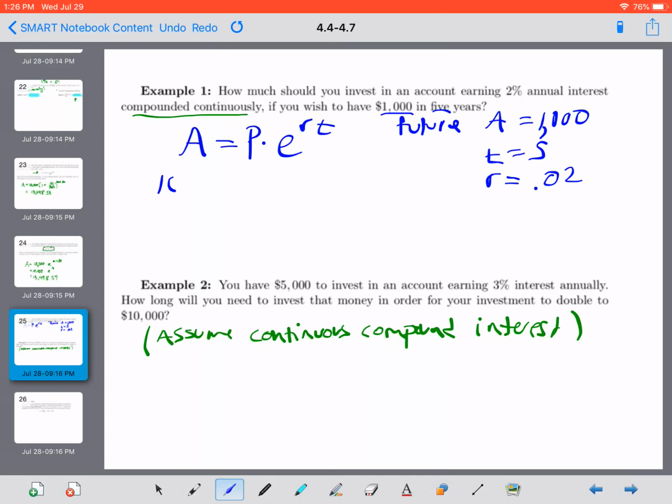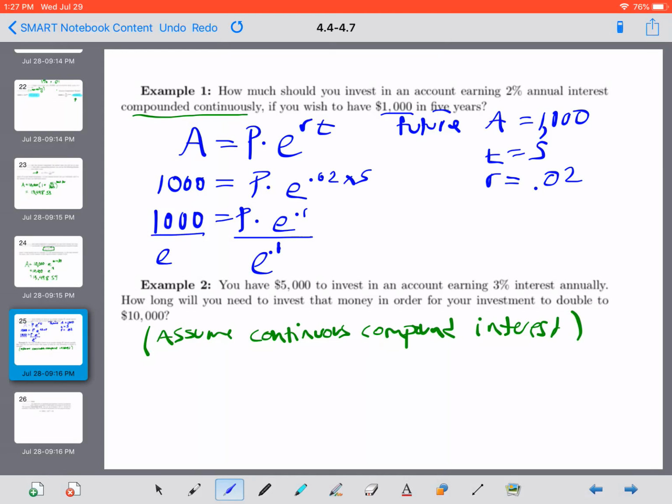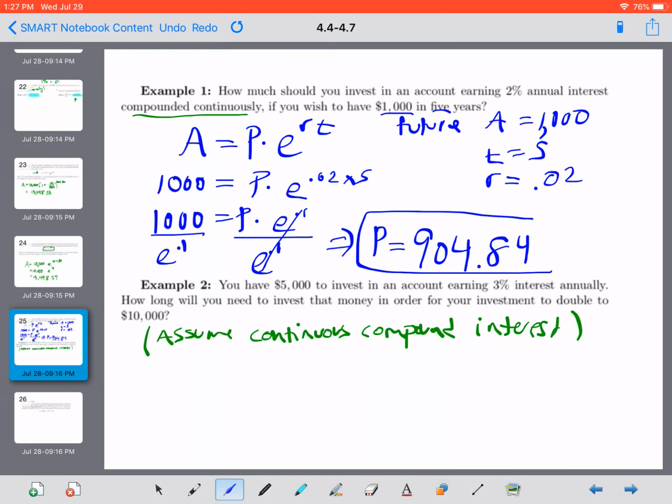Filling all of this in, we get 1,000 is equal to P times E raised to the RT. E raised to the 0.02 times 5. That is 1,000 is equal to P times E to the, 0.02 times 5 would be 0.1. And so I can solve for P, right, solve for what your initial investment would need to be by dividing both sides by E raised to the 0.1 power. Again, I just plug this into a calculator, but that's going to give me that P is going to need to equal 904.84. In other words, you would need to invest $904.84 into this account if you want to have $1,000 in 5 years. That's not bad. You earned almost $100 in those 5 years.